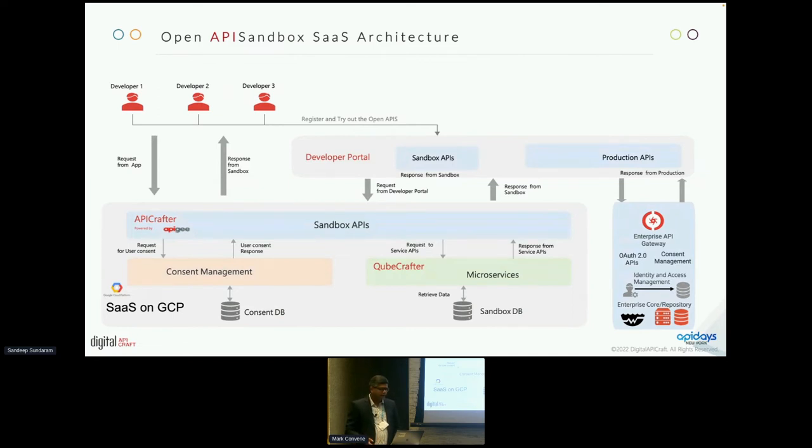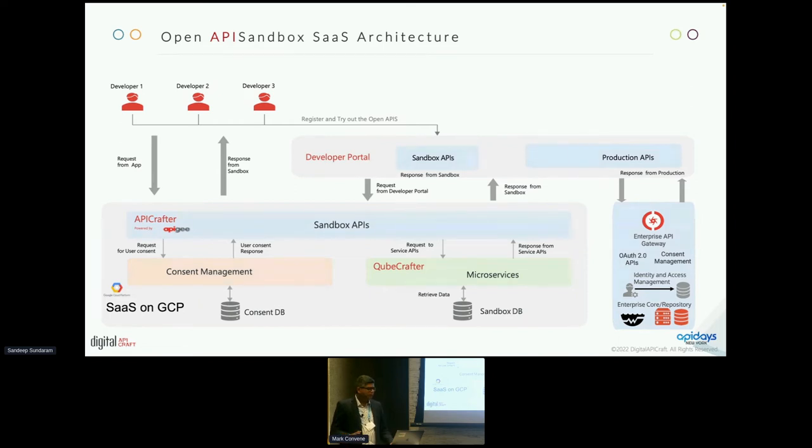Further down, this will be connected to our sandbox. Our sandbox, as I mentioned before, is completely transactional, so all the events that you perform on the sandbox will be reflected in your next invocation. Our sandbox has an API exposure layer, a consent management layer, which is the most important part of open banking, and a microservices layer where the business logic will live.